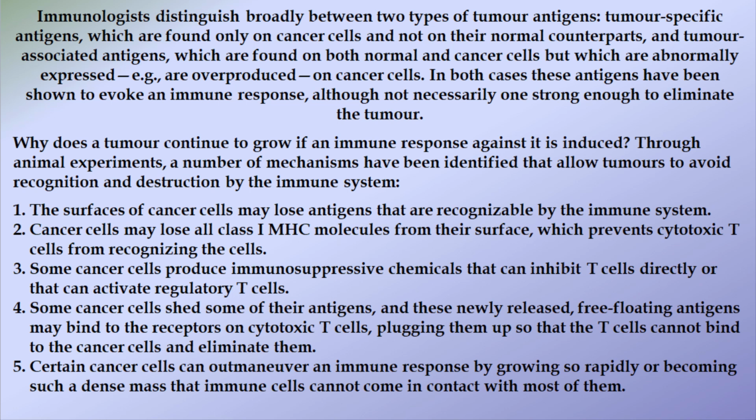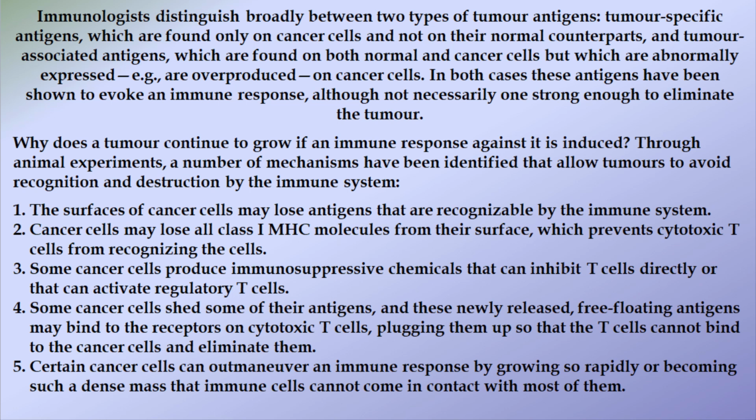In both cases, these antigens have been shown to evoke an immune response, although not necessarily one strong enough to eliminate the tumor. Why does a tumor continue to grow if an immune response against it is induced? Through animal experiments, a number of mechanisms have been identified that allow tumors to avoid recognition and destruction by the immune system. 1. The surfaces of cancer cells may lose antigens that are recognizable by the immune system.